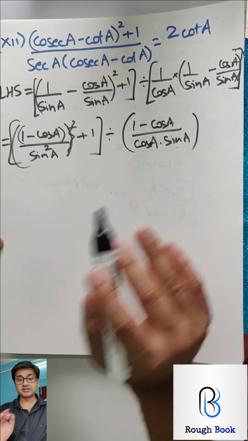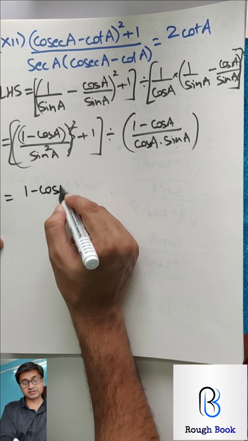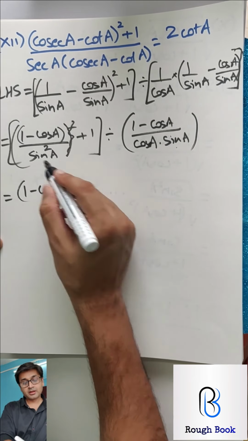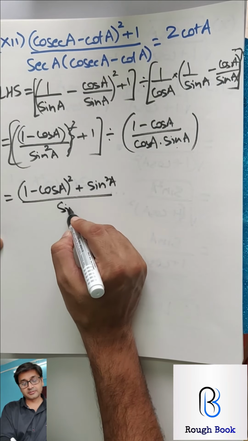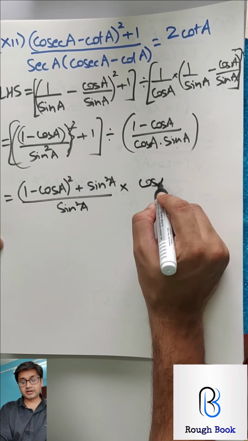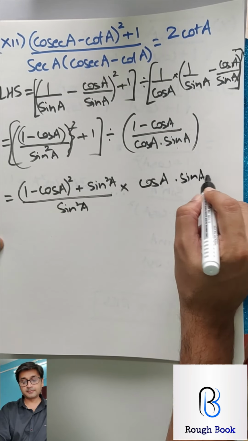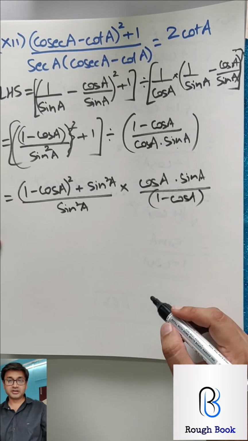So this part at least is sorted. Now here I take the LCM, so I'll get (1 minus cos A) the whole square plus sin square upon this sin square, multiplying reciprocal, so I'll get cos A into sin A upon 1 minus cos A. Are you with me till here?